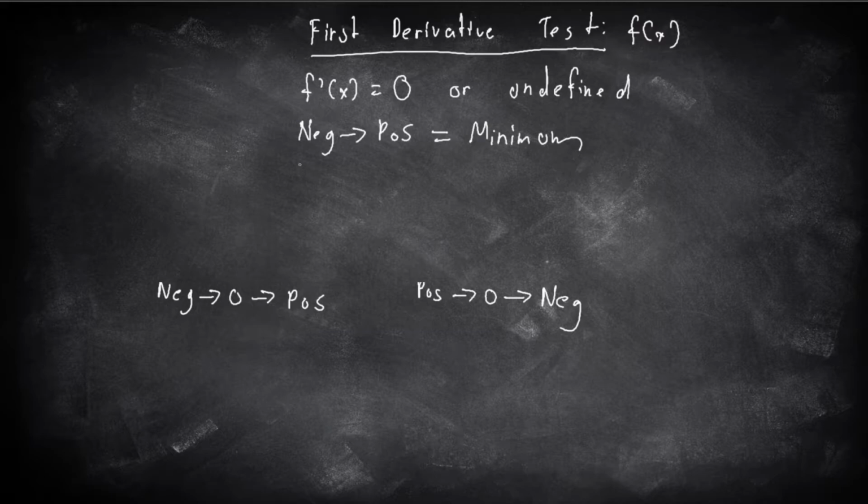Now if we go from positive to negative, and we have a derivative that gives us 0 or undefined, then basically we have a maximum.